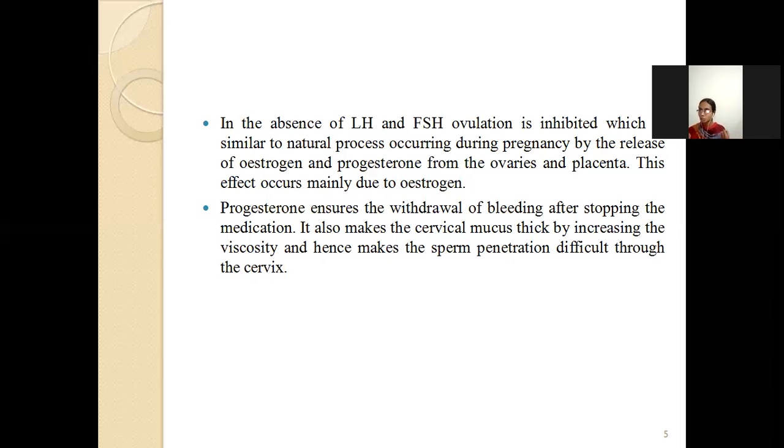The progesterone ensures withdrawal bleeding after stopping the medication. While using this medication, there is no menstrual bleeding in the woman. When we stop this medication, the bleeding, the menstrual cycle, will start immediately. It also makes the cervical mucus thick by increasing its viscosity, and hence makes sperm penetration through the cervix difficult.